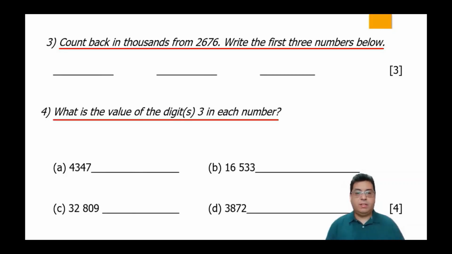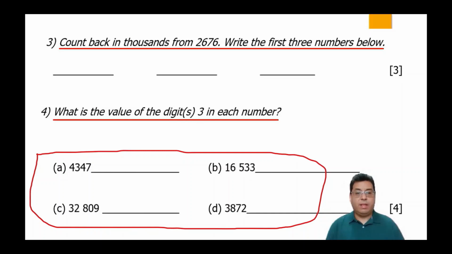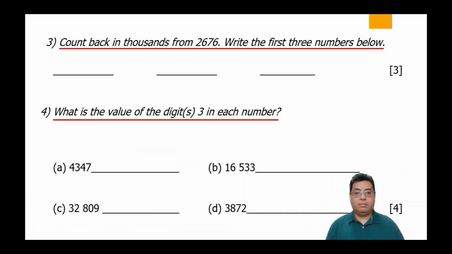For number 4, the question says, what is the value of the digit 3 in each number? As you can see, I've got letters A, B, C, and D here, and I want you to tell me what the value of the digit 3 is for each. And then you can write it in the space given below here.